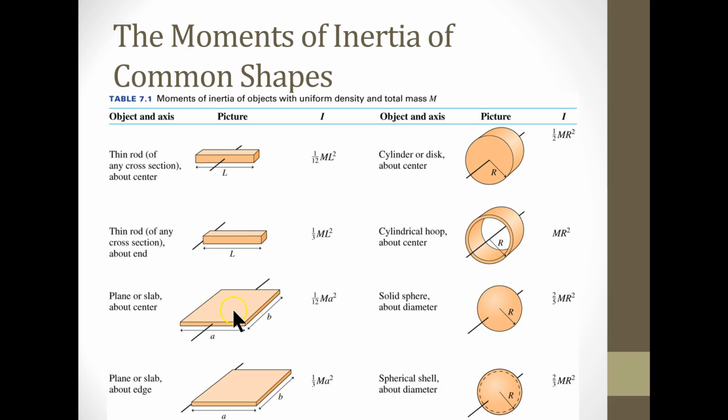Right. This is if I were to take a book about its center, a book about its end, and we've looked at these four shapes. All right. This is the cylinder or disc, very similar to the can of soup we dealt with. The cylindrical hoop was the slinky. The solid sphere was like my baseball, and again, the spherical shell is like the tennis ball. All of these are done about its center or diameter, like they were being rolled down a surface. All right. So we're going to be touching on these and working on these and going on.